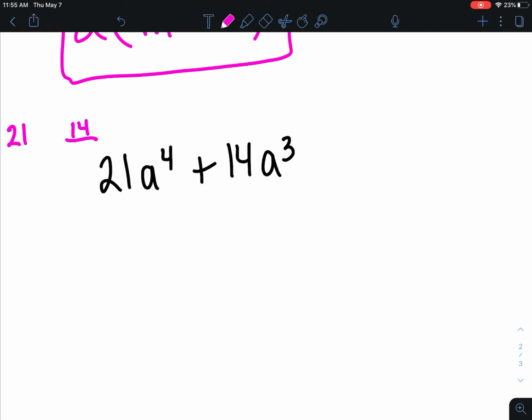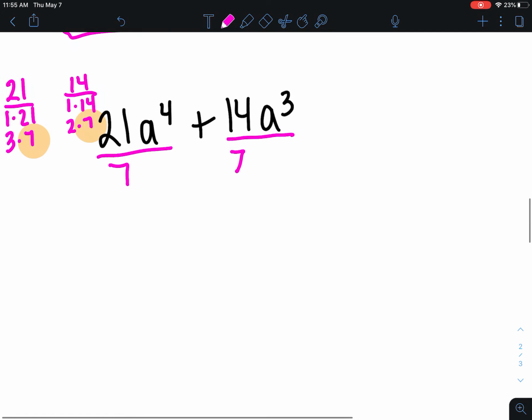So same thing. First step is to write out all the numbers, so 21 and 14. 1 times 21 equals 21. 2, nope. 3 times 7 equals 21, and I think that's it. 1 times 14 equals 14. 2 times 7 equals 14, and that is it. So the biggest number they both have in common is 7. So that's what I'm going to divide by, 7.